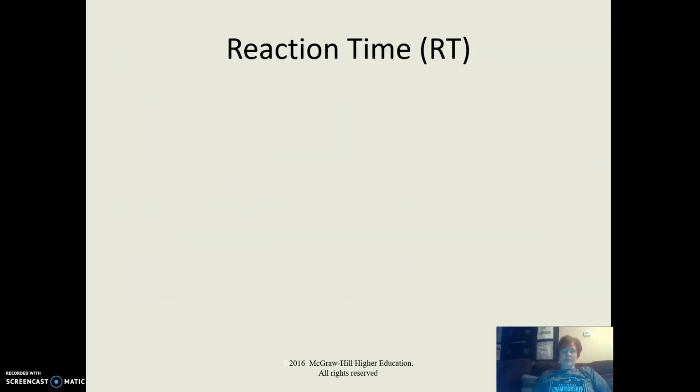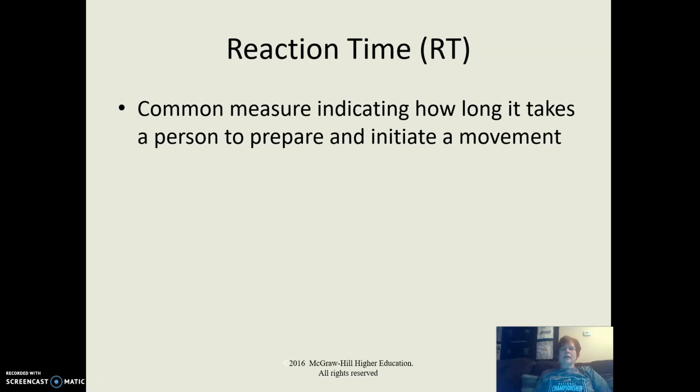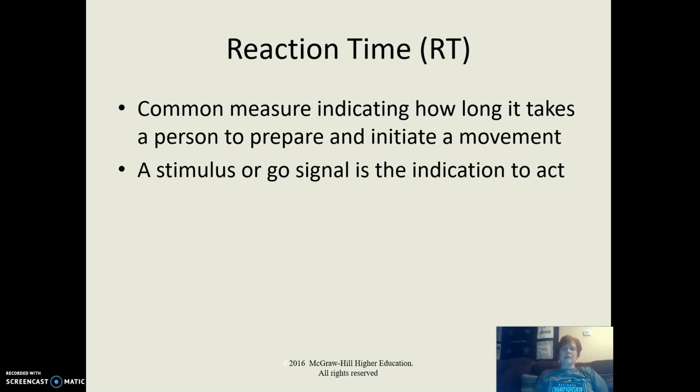So let's talk about reaction time. It's probably one of the most researched areas of motor learning literature, and it is a topic that you could choose for your review of literature paper. And again, it's probably been studied more than any other topic in the field of motor learning research. It's a common measure. Basically, how long does it take for you to prepare and initiate a movement? That's what reaction time is.